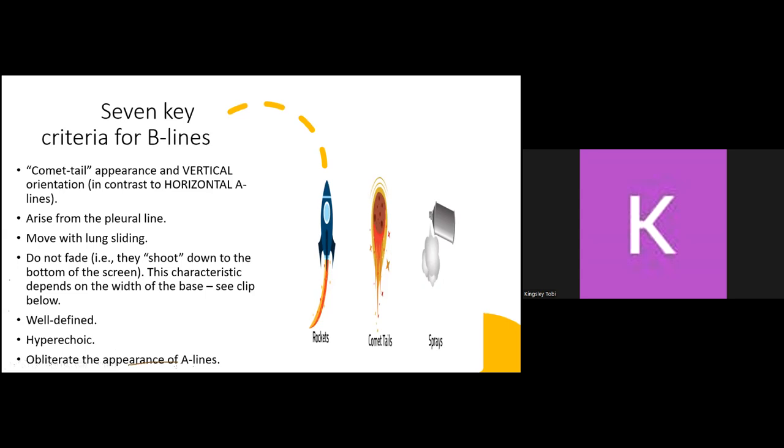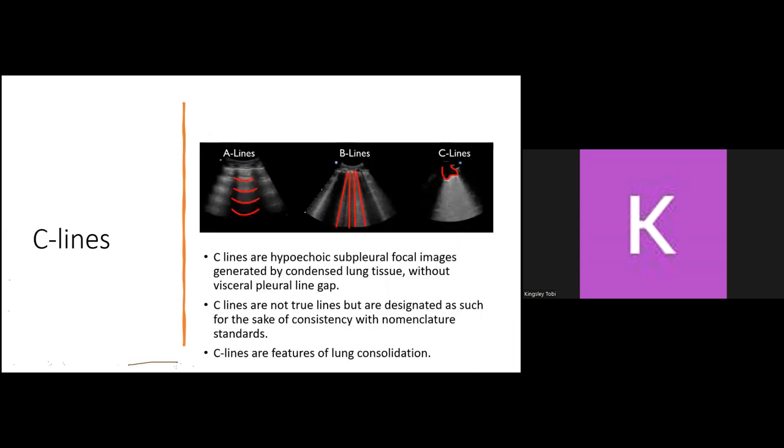For instance, in those days when we were younger and you saw an aeroplane flying in the sky, after the aeroplane you see what looks like smoke, all right? That is what the B lines look like on lung ultrasound. And I'm going to show you, as we go on, the importance of some of these.